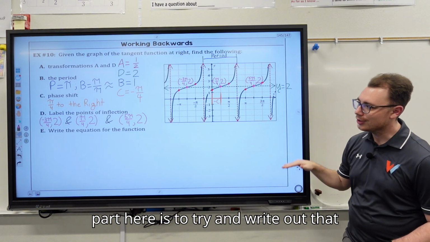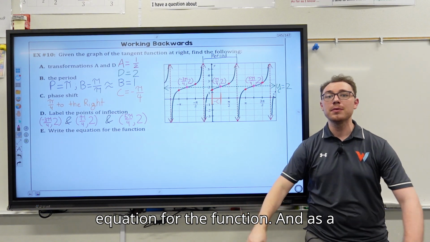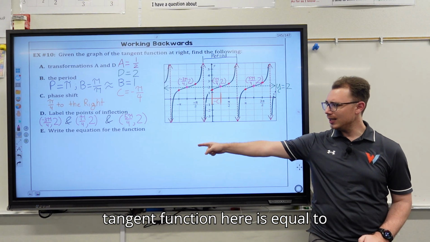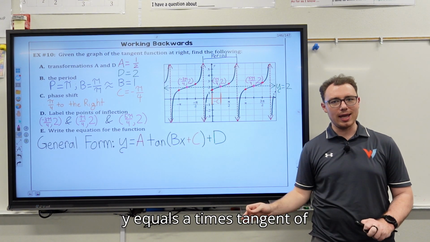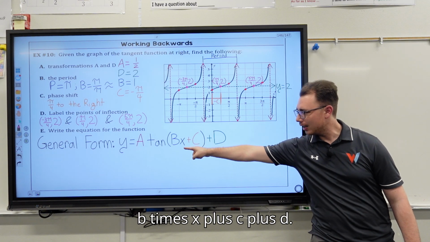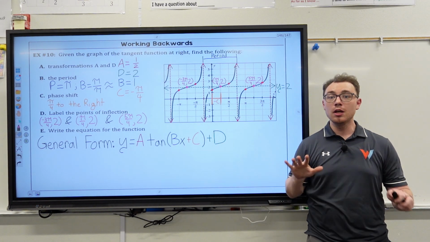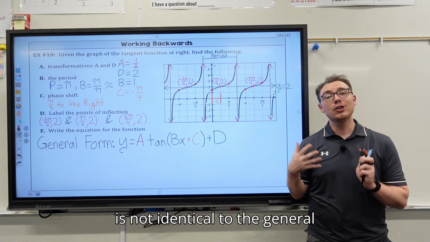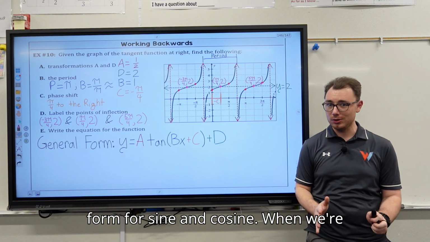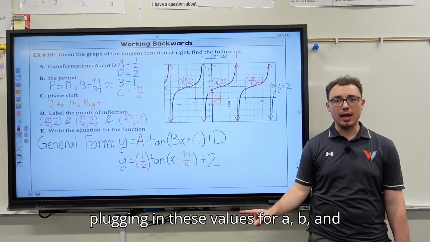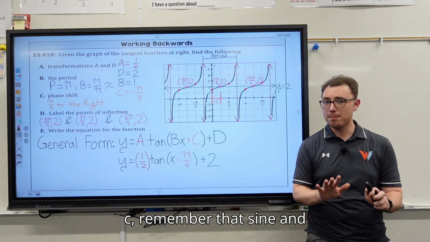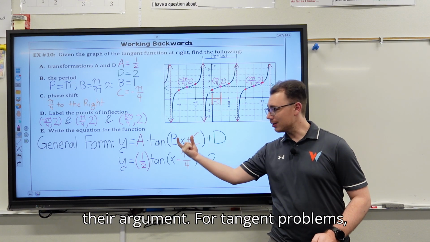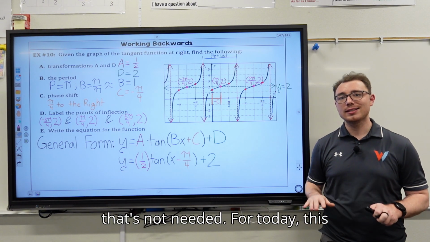The final part here is to try and write out that equation for the function. And as a reminder, the general form for our tangent function here is y equals a times tangent of b times x plus c, plus d. Notice how the general form for tangent is not identical to the general form for sine and cosine. When we're plugging in these values for a, b, and c, remember that sine and cosine have a separation inside their argument. For tangent problems, that's not needed.